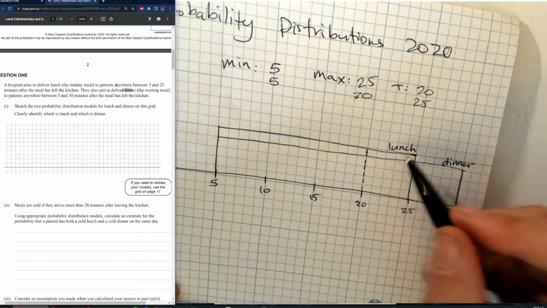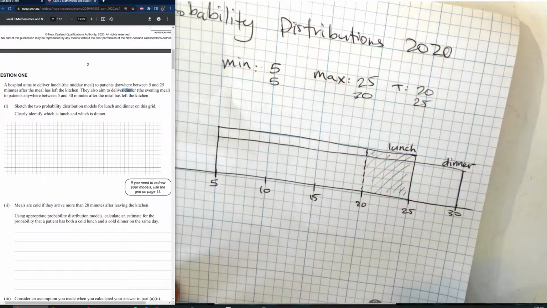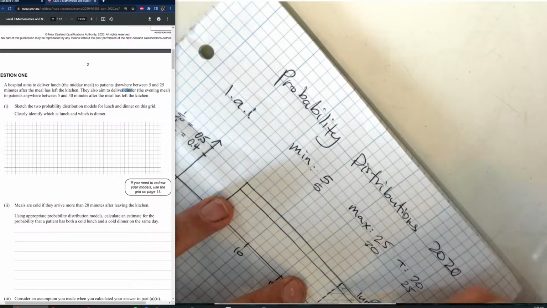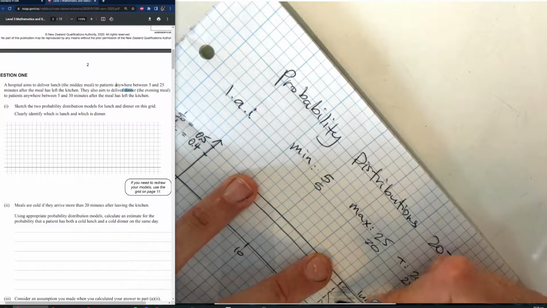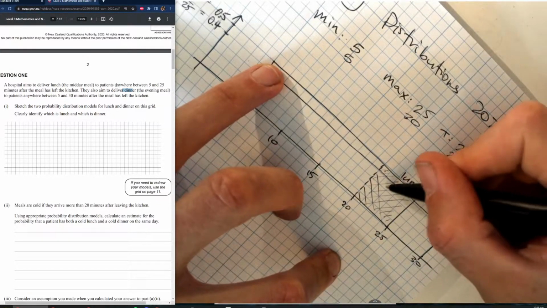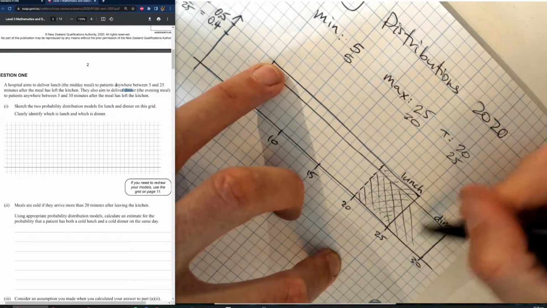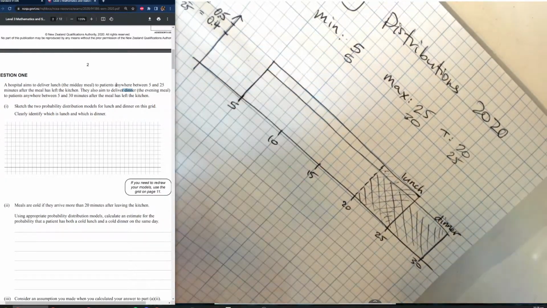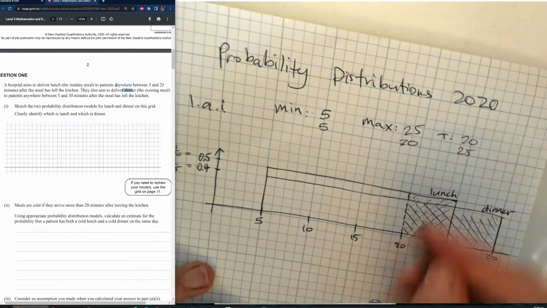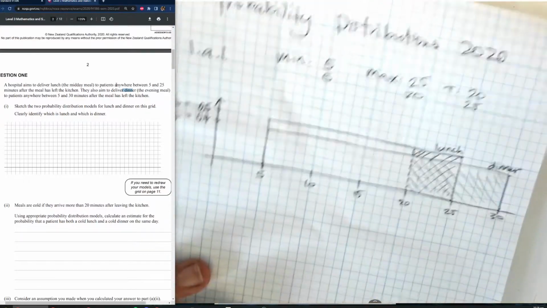So this whole region here for lunch is cold, and then this whole region here for dinner, notice I'm only going up to that line. This whole region for dinner is cold. I'm just going to make that lunch one a little bit clearer, that that's on its own.